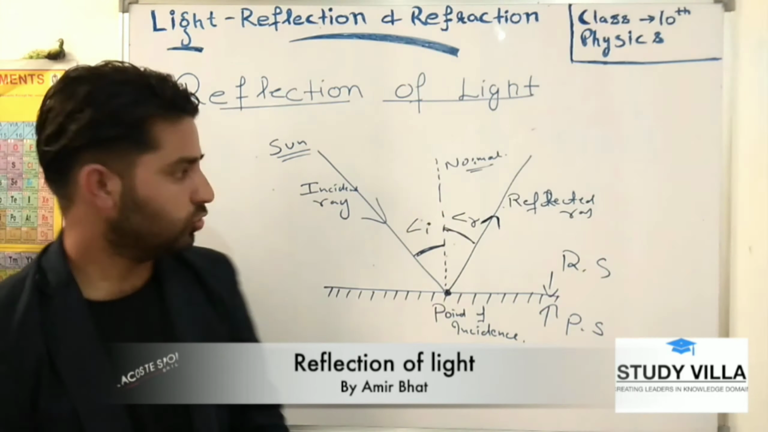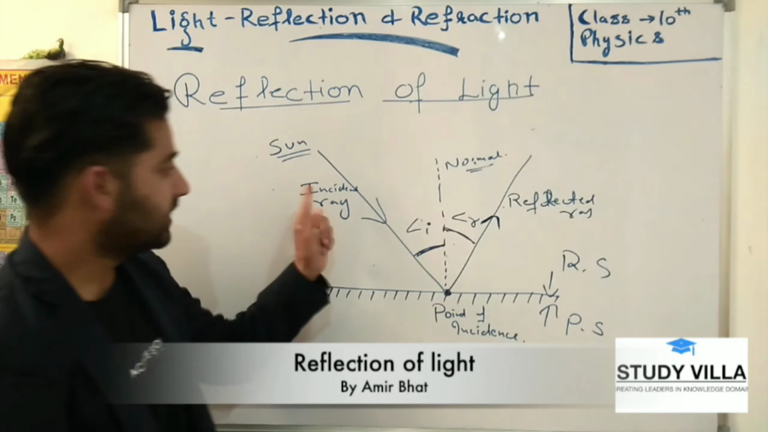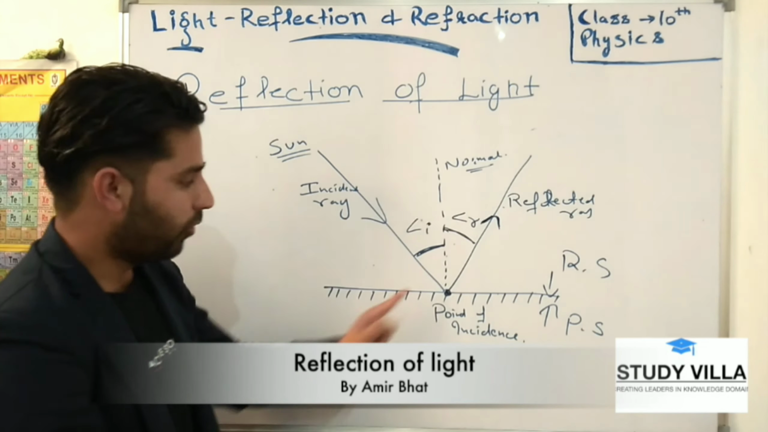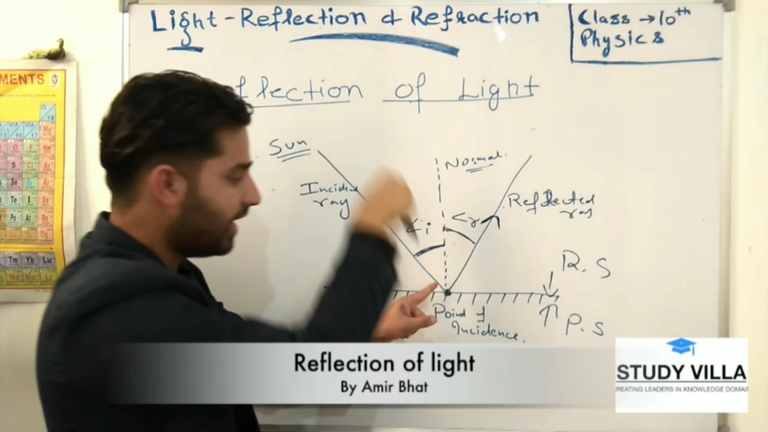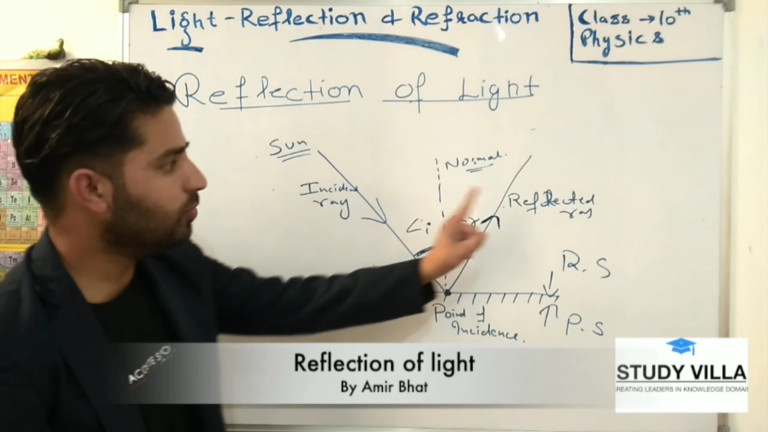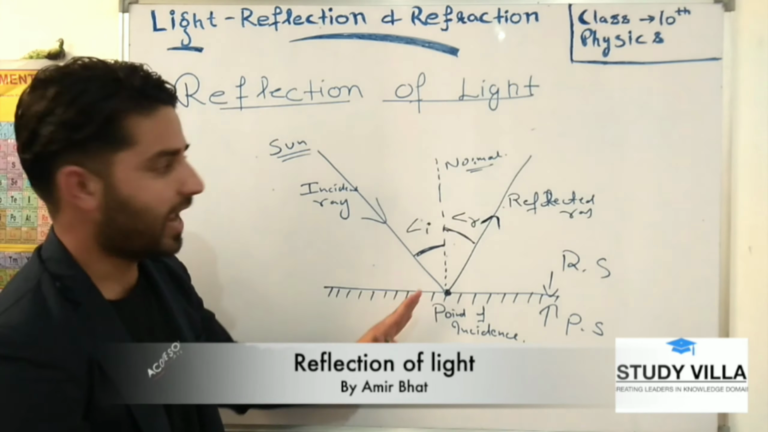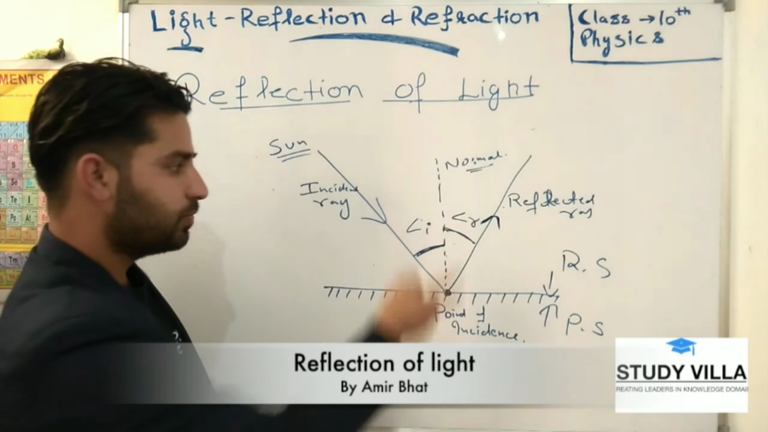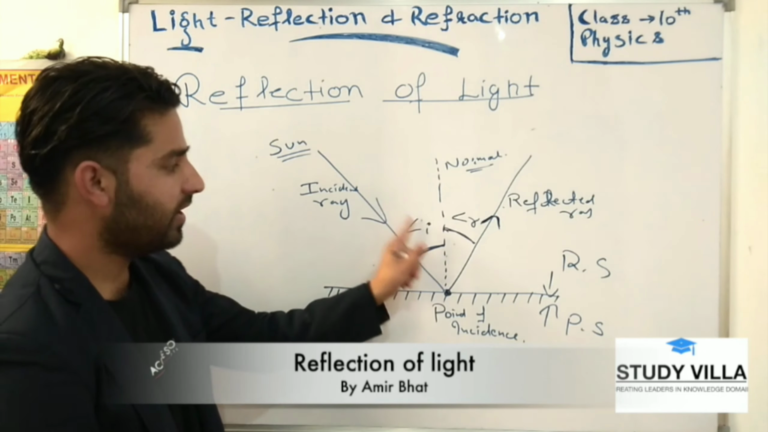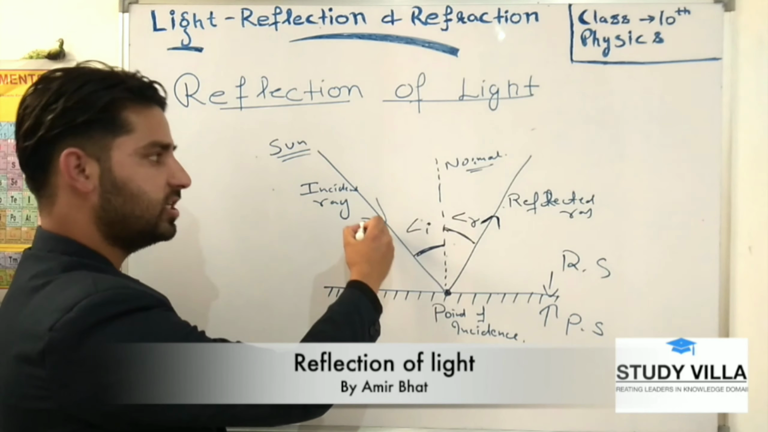So these are the basic five terms here. Now incident ray: the ray of light which falls on an object. Point of incidence: the point where the incident ray falls is known as point of incidence. What do you mean by reflected ray? The ray of light which is sent back is known as reflected ray. Normal, which is perpendicular at the point of incidence. And what do you mean by angle of incidence? The angle between incident ray and normal.